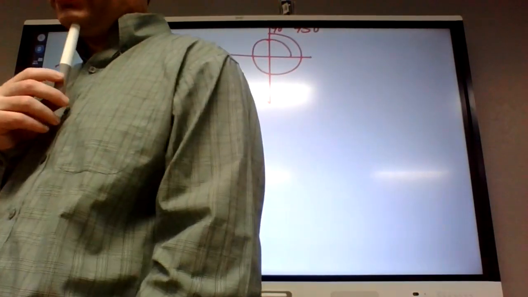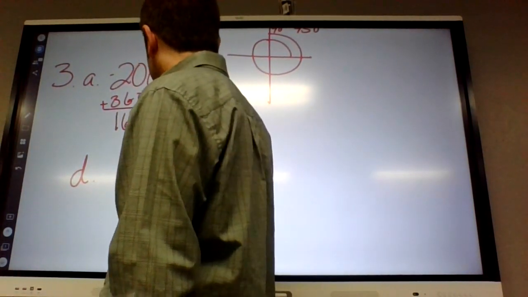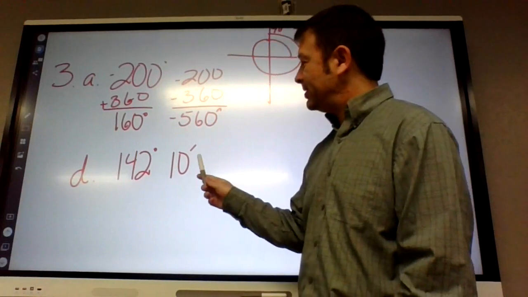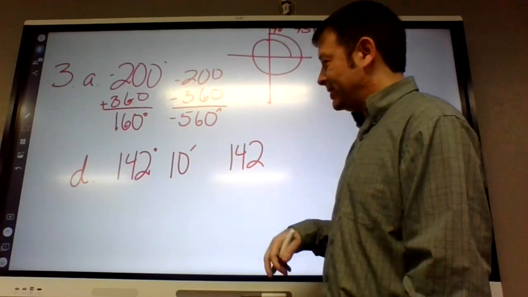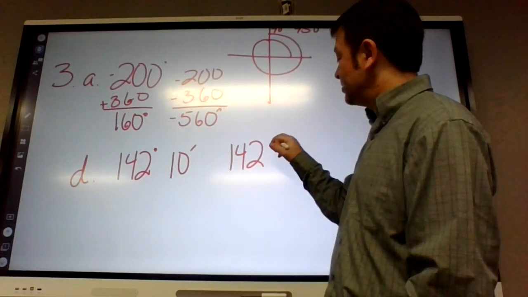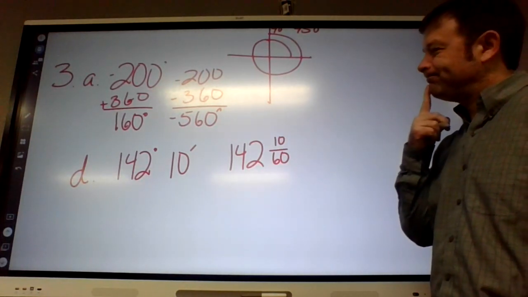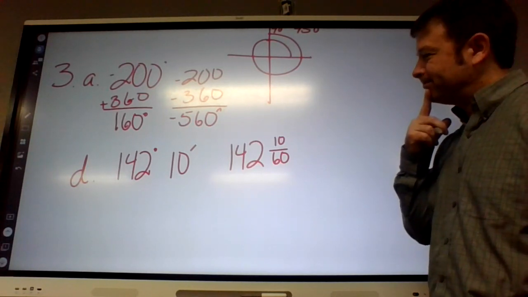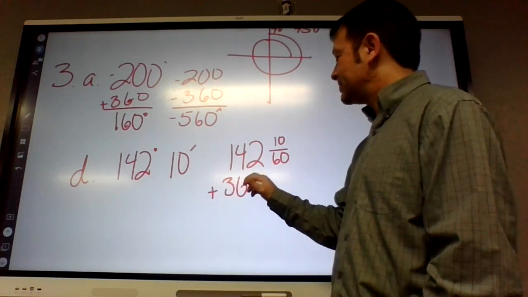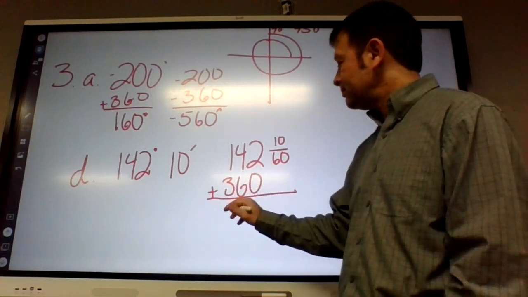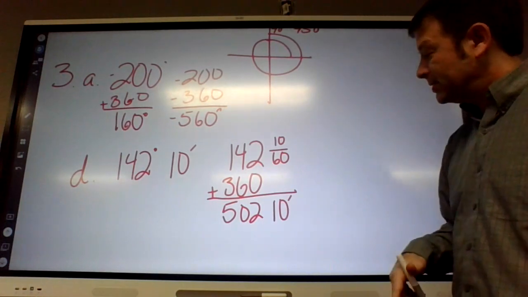D, I'm kind of skipping around. You guys need to do all these though. D is 142 and 10 what? What did that thing mean? Minutes, which means a minute is a 60th of a degree. So it's like that basically. If you add 360, that's not really a big deal. It'd be like 502 and still 10 minutes.